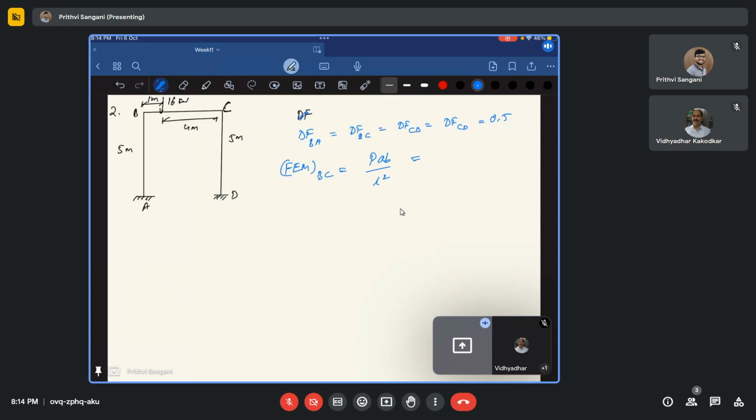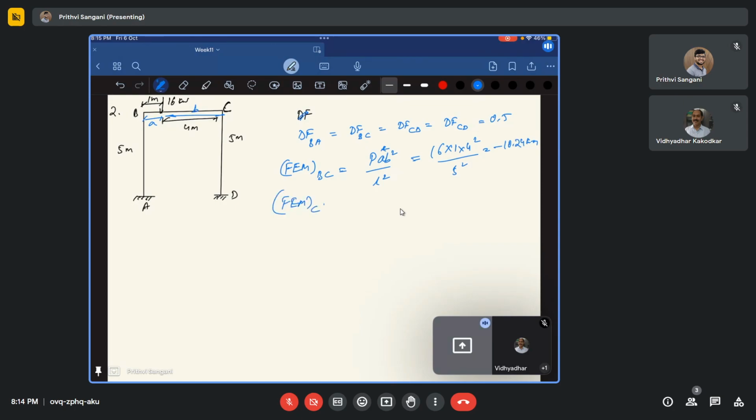So P, this is A and this is B. Okay. So that is going to be P, sorry, PAB square, yeah, PAB square by L square. So this is P, A is 1, B square is 4 square, and L square is going to be 5 square. So this is 16 times 4 square, 16 times 16 is 256, by 25, minus 10.24 kilonewton meter.